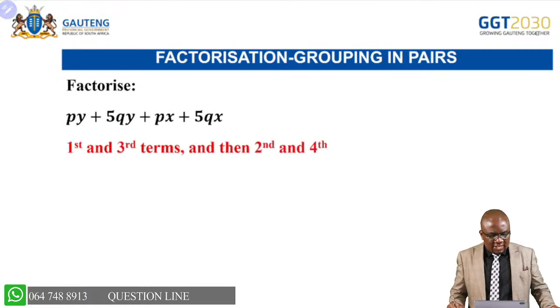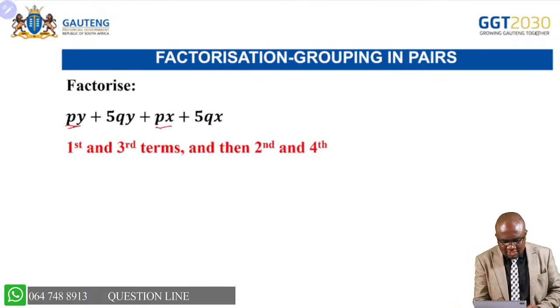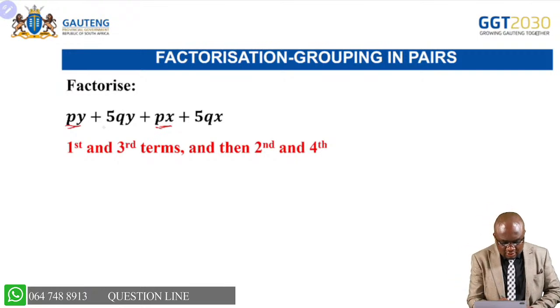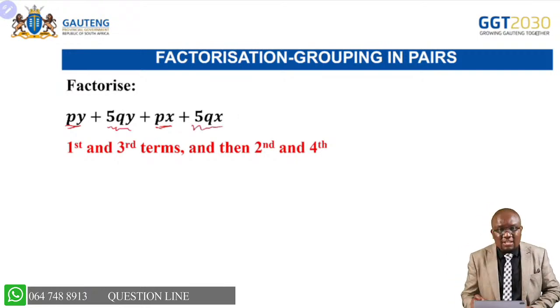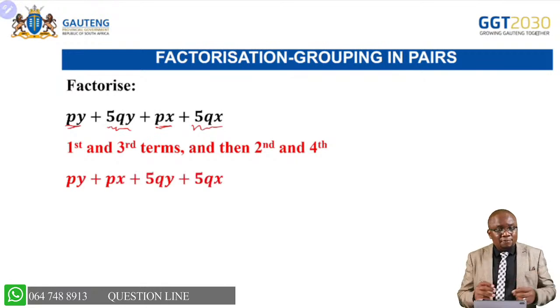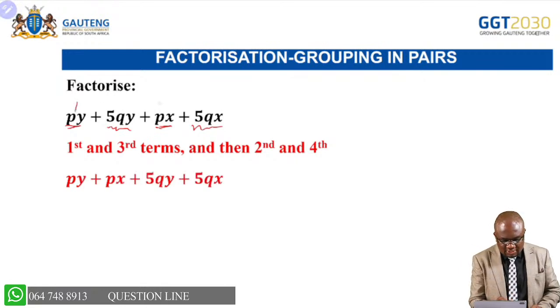Right, now this one here, we can have this and this. They have something which is common here, which is p. Do you see that? And then this one and this one, they have something which is common, which is what? Which is 5q. Do you see that? Okay, so we can rearrange them so that this one is next to this one, then this one is next to this one. You see that?